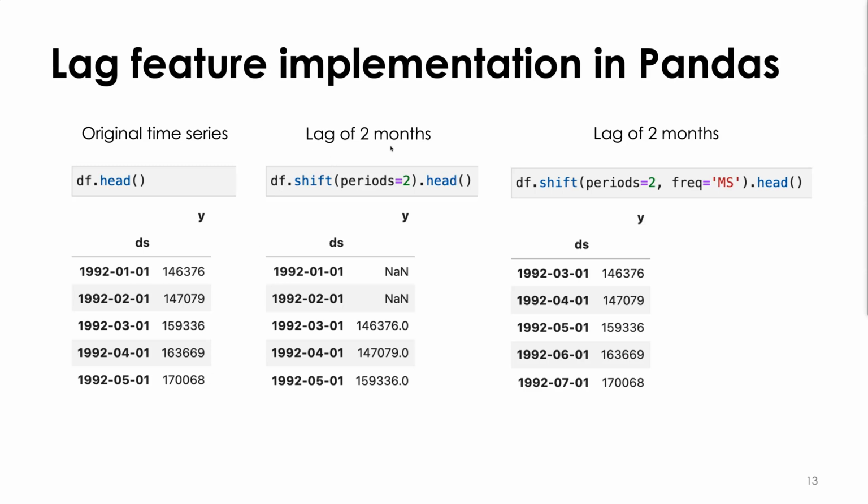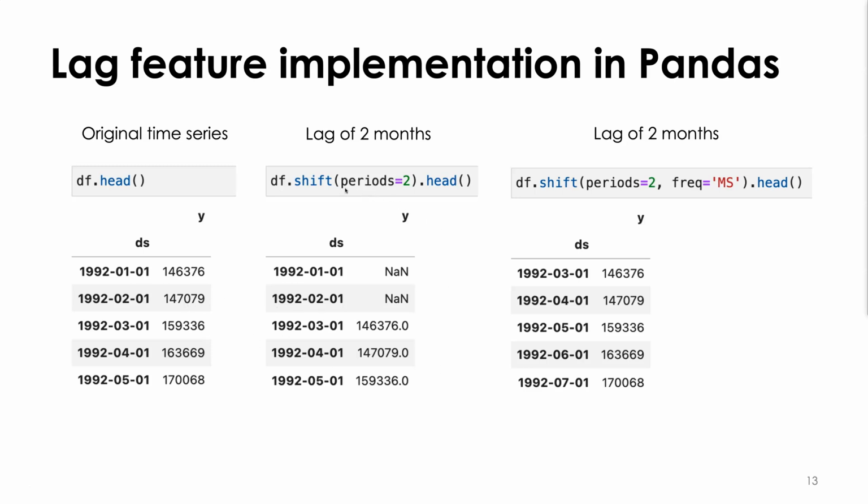Now we might want to create a lag of 2 months. So we can simply shift y by 2 periods. We specify that the periods argument is equal to 2. So now you can see that the value at, for example, the third month is equal to the original time series at the first month, so we've successfully created a lag of 2.